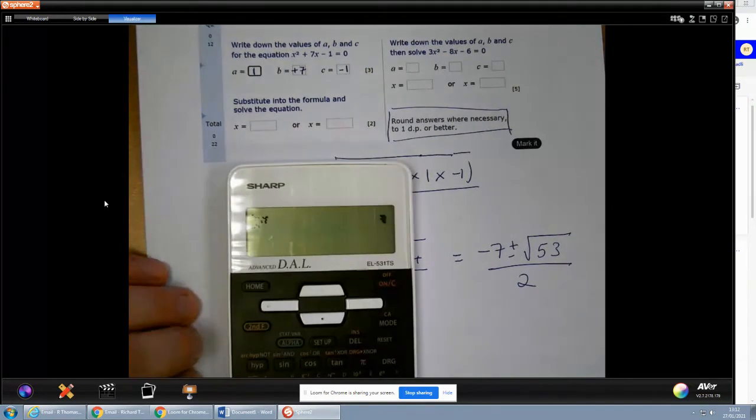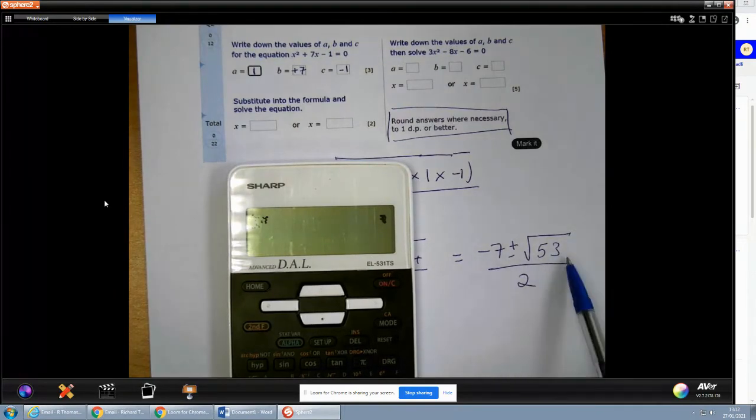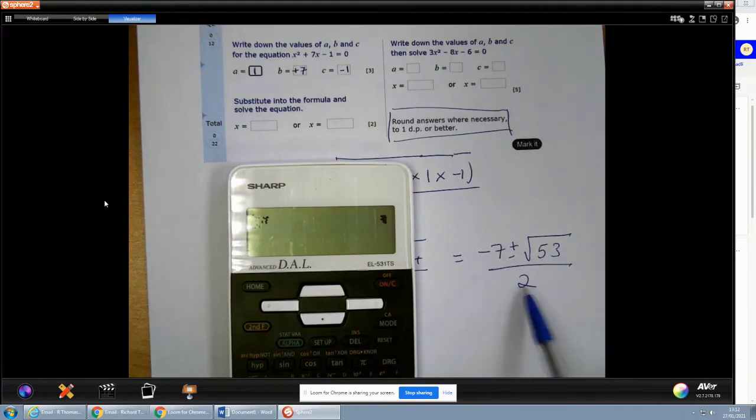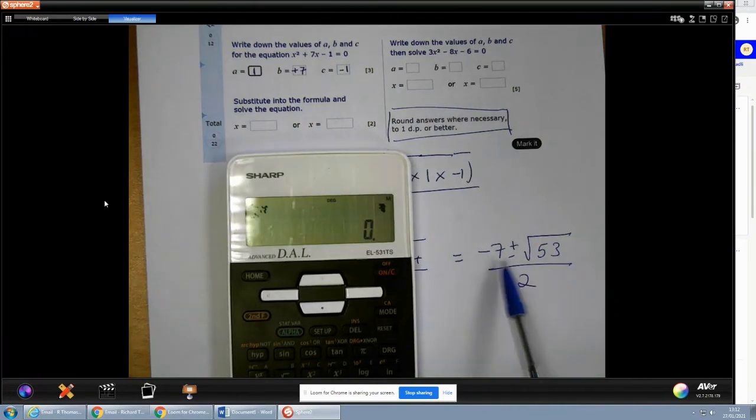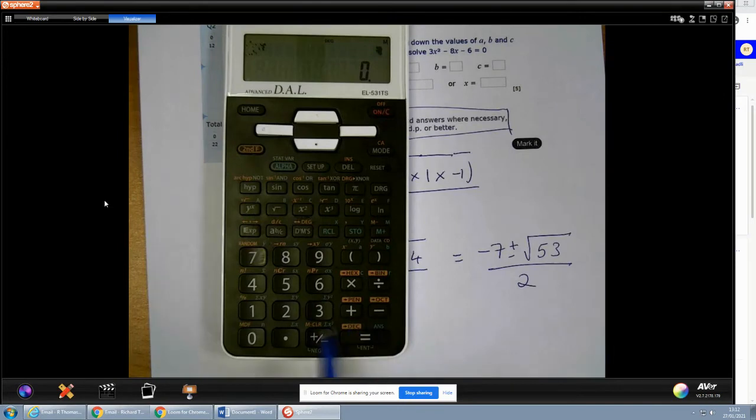Okay, so I'm going to type in the calculator, minus 7 plus root 53, get that answer divided by 2. And then I'm going to type in minus 7 minus root 53, get that answer, and divide it by 2. But don't forget, even though we say minus 7, don't use your minus sign. Use your negative sign.